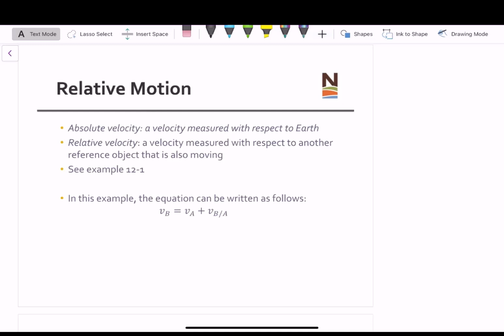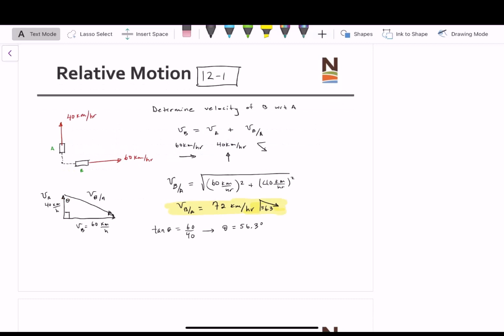We're going to start by taking a look at example 12.1 in your textbook. In this example, the equation can be written as follows. Example 12.1 states the following. Starting from the same point, car A travels north at 40 kilometers per hour, and car B travels east at 60 kilometers per hour. Determine the velocity of B with respect to A.